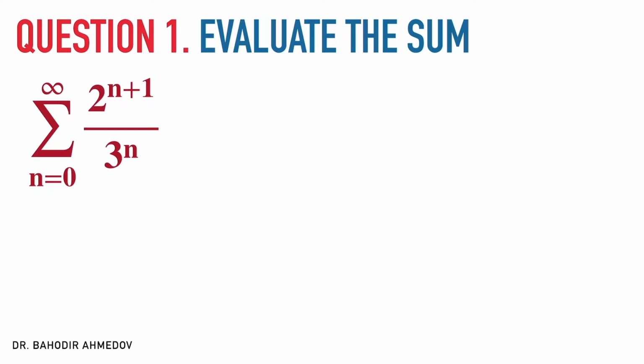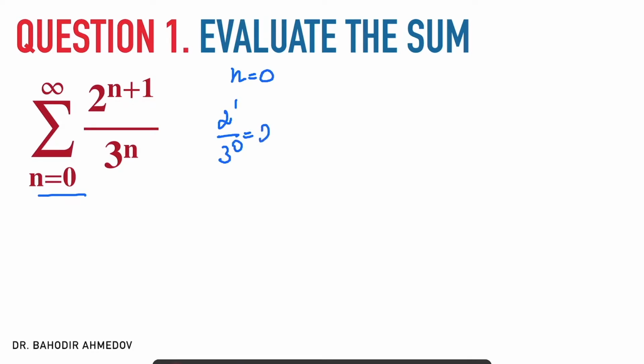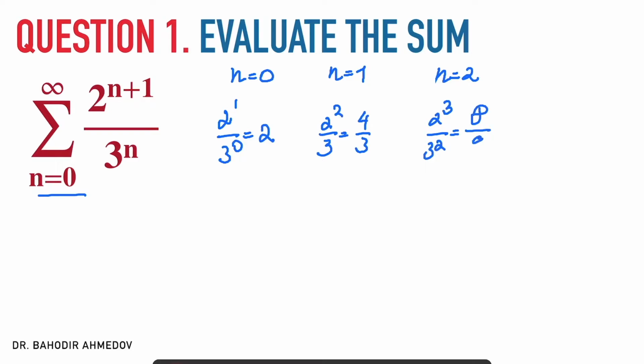So I would like to write down a couple of its first terms in order to figure out what kind of series I've got. I'm just going to start from n equal to 0 and write down a couple of its first terms. When n is equal to 0, it's going to be 2 to the power of 1 divided by 3 to the power of 0. Well, that's going to be simply 2. When n is equal to 1, it's going to be 2 to the power of 2 divided by 3, which is 4 over 3. When n is equal to 2, it's going to be 2 to the power of 3 divided by 3 to the power of 2. Well, that's going to be 8 divided by 9, and so on.